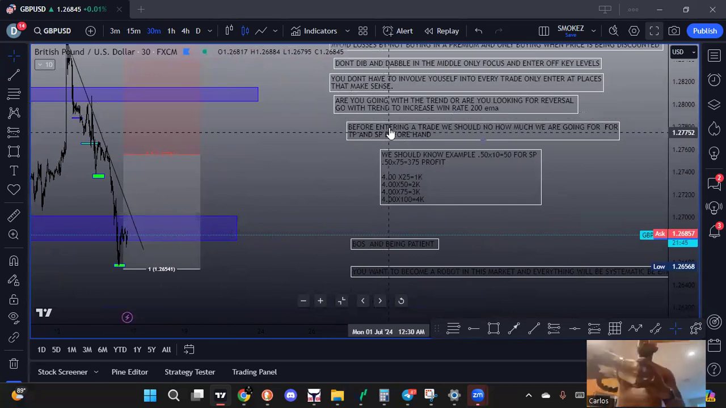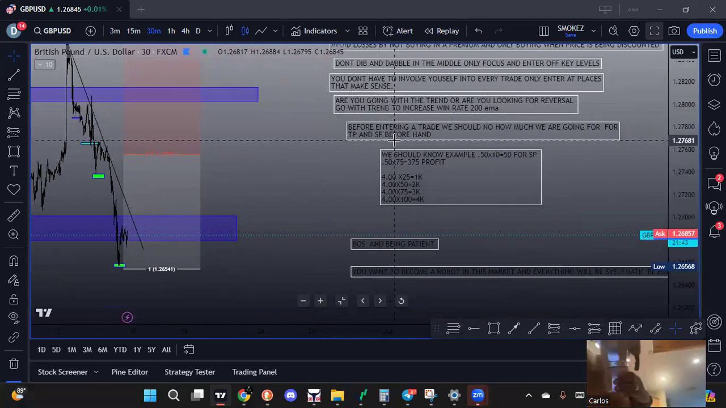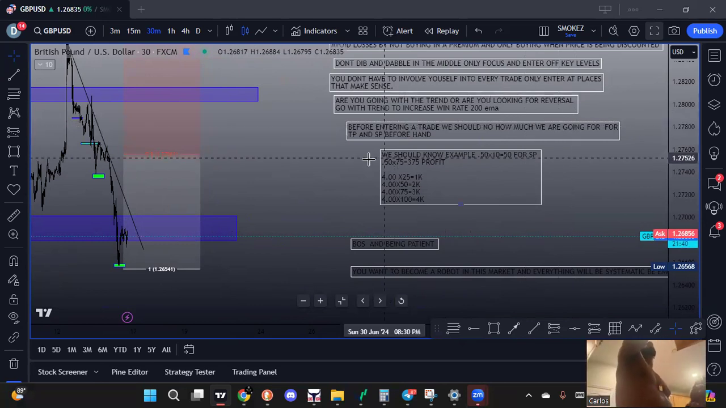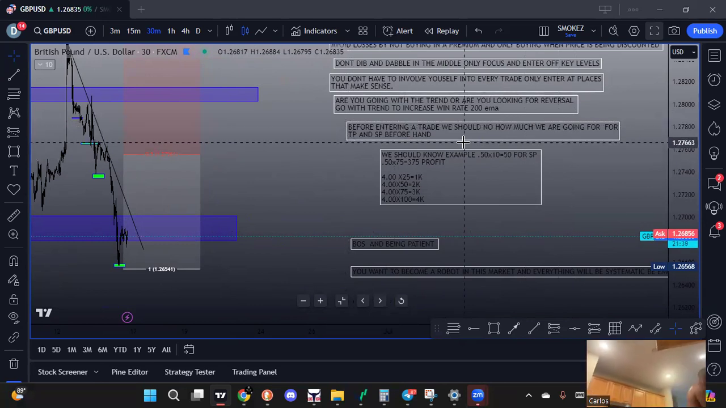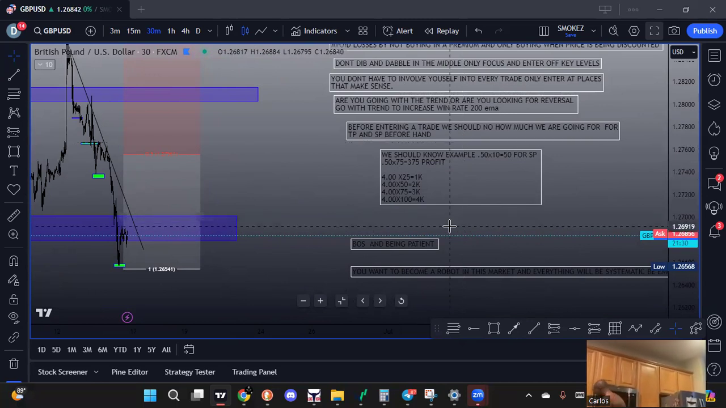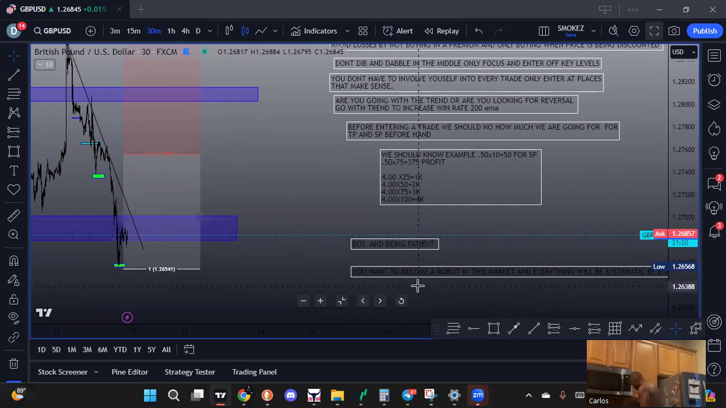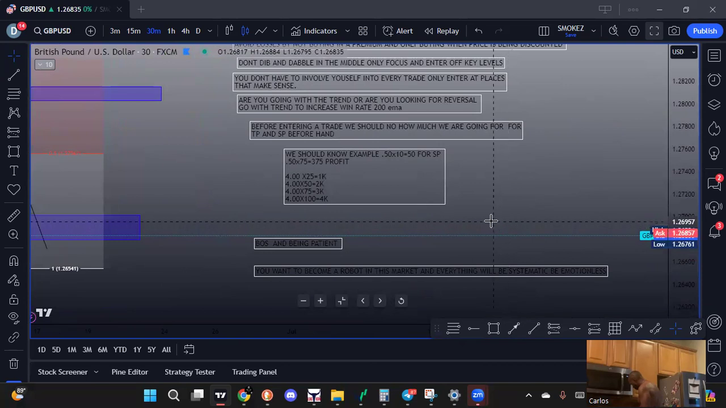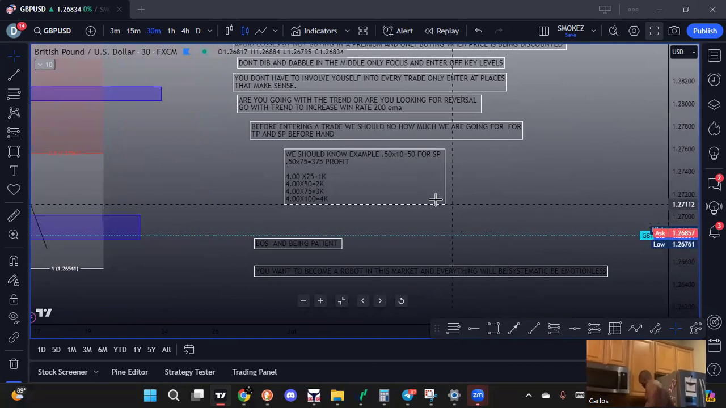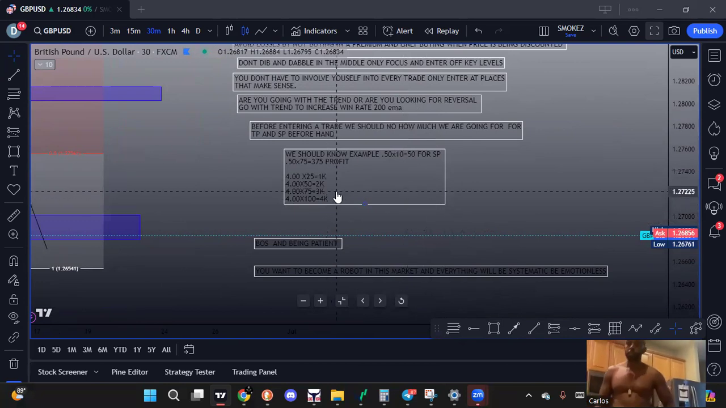Before entering the trade, we should know how much we're going for, take profit, and stop loss beforehand. Before you do anything, you should know how much you're risking and how much you're trying to make. It makes things so much easier. You want to stop losing trades? You want to be patient. Wait for breaker structure. Wait for the market to show you what's in. You want to become a robot in these markets and be systematic. Don't have emotions about the money. If you're doing this right, you will not care.